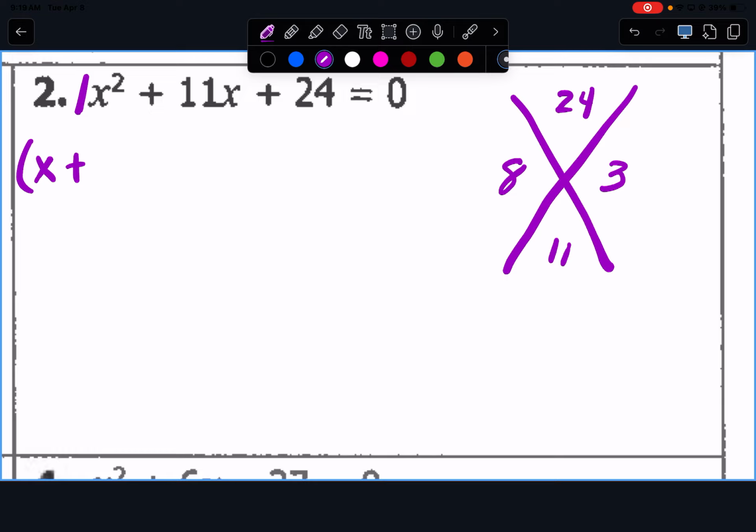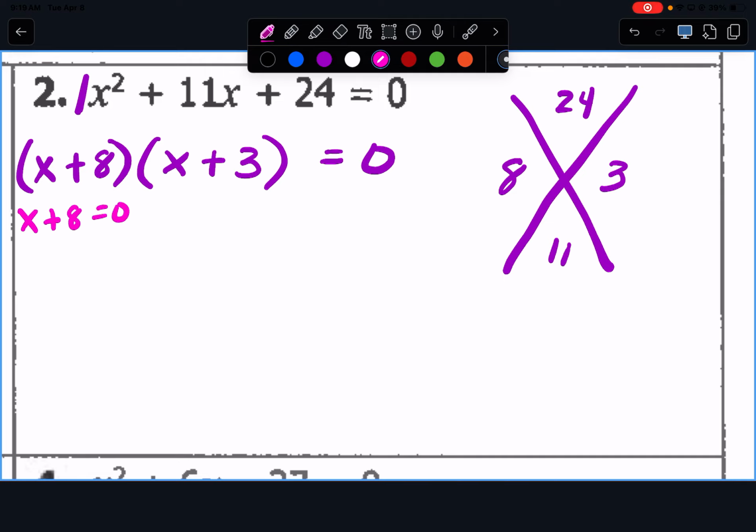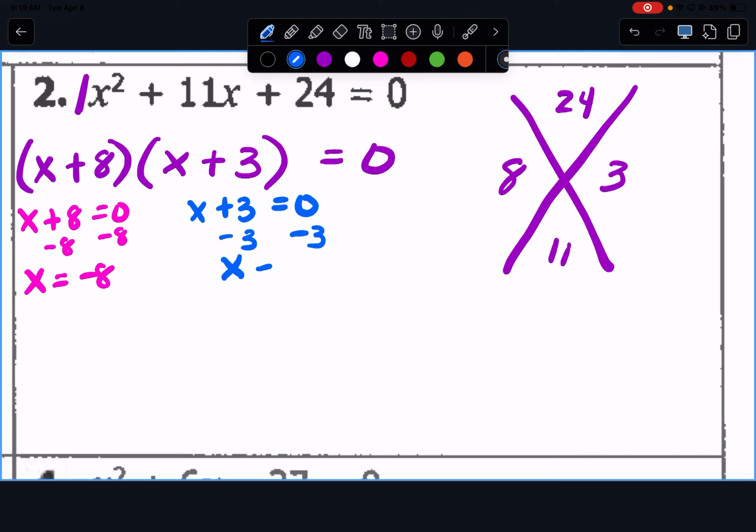X plus 8, and x plus 3, and then we have equal to 0. Okay, now I need to look at each piece equal to 0. So I do x plus 8 equals 0 and x plus 3 equals 0. What do I do for x plus 8 equals 0? Subtract 8. When we subtract 8, we get x equals -8. For x plus 3 equals 0, how would I do that? Subtract 3. So x equals -3.